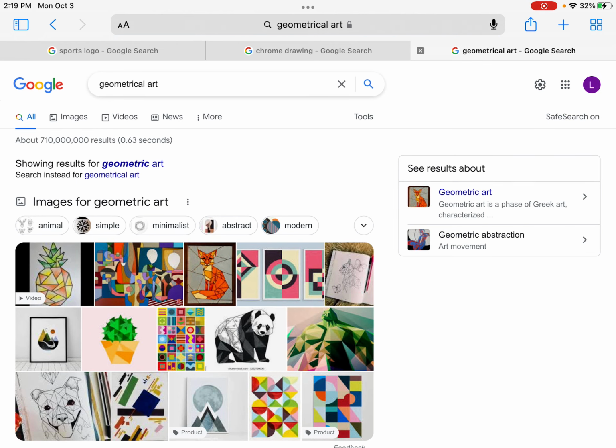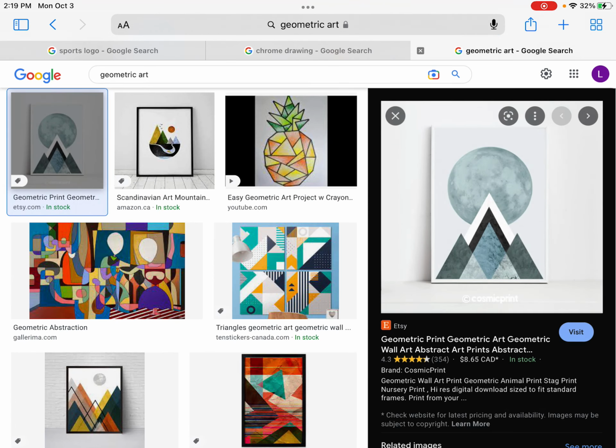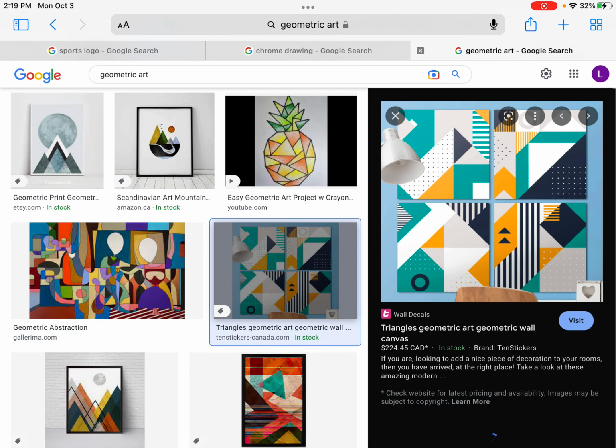Geometrical art is art like this. Cool. Now, I can already show you lots of things that are not geometrical art. This is not geometrical art. This is a moon and a mountain. This is a pineapple, so that is not geometrical art. This is people, so it's not geometrical art.